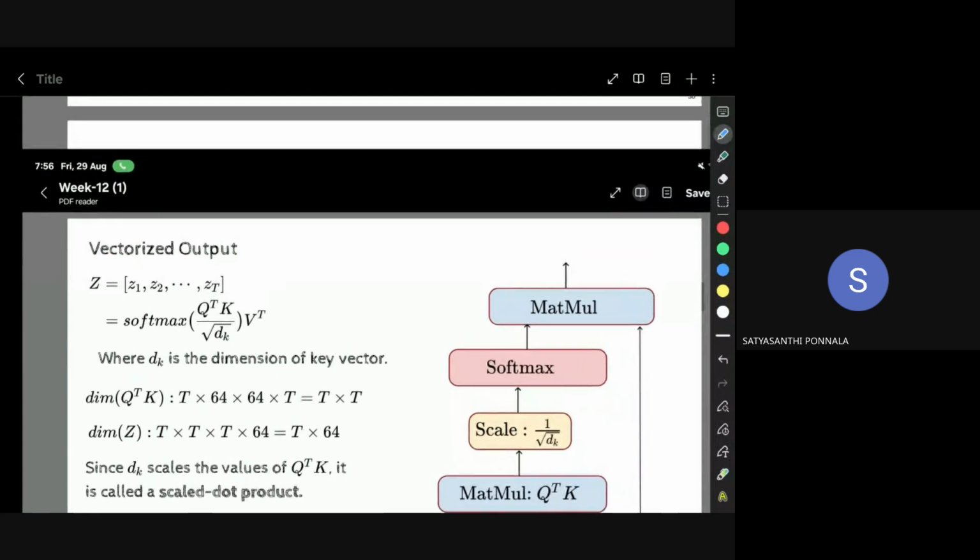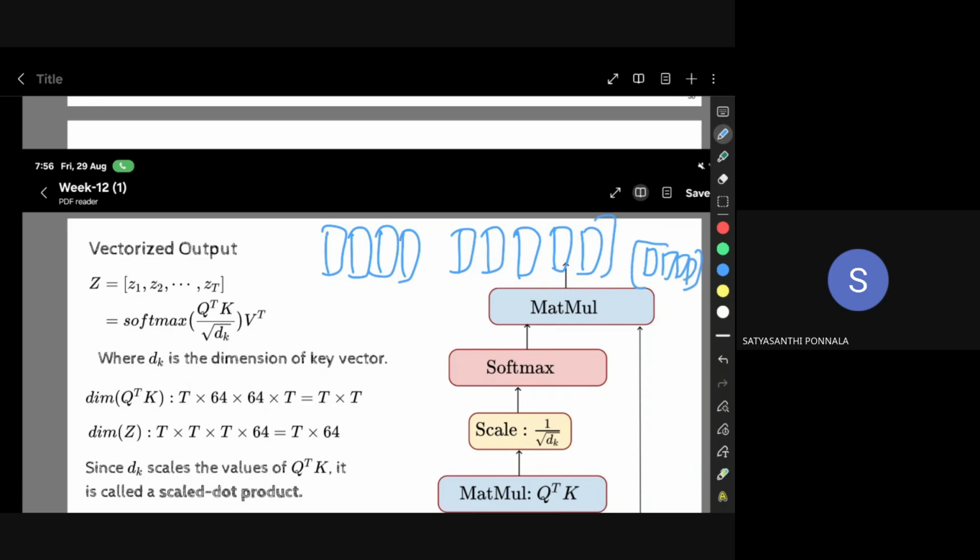Okay, so we have this. Now Q is like this, and K is also like this, some K1, K2, K3, and so on, right? And similarly, V will also be like this, right? So now you can consider it like a matrix of all of them.